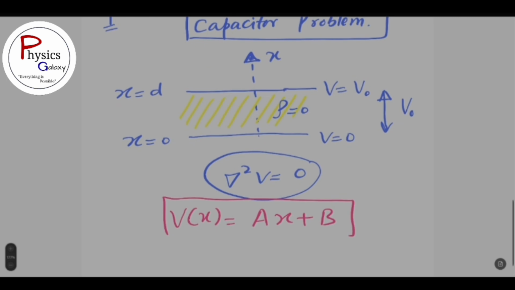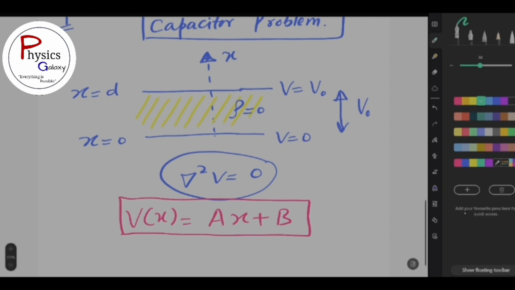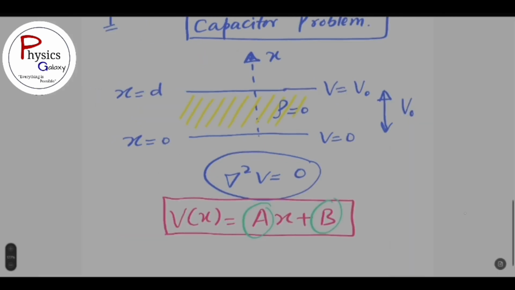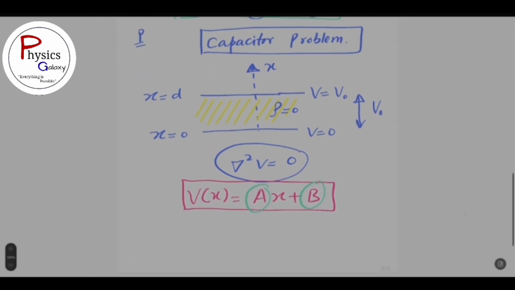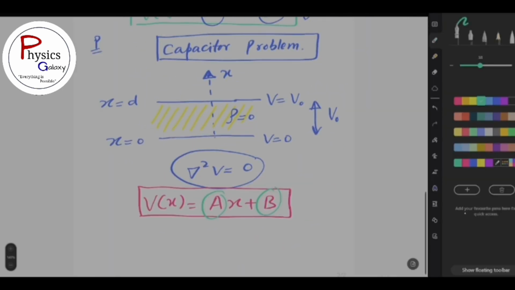So I solved the capacitor potential problem using Poisson's equation. The only thing remaining is to find the constants. These two constants, a and b, are all that I have to find. Now let's find the constants a and b. For that I will use boundary conditions.